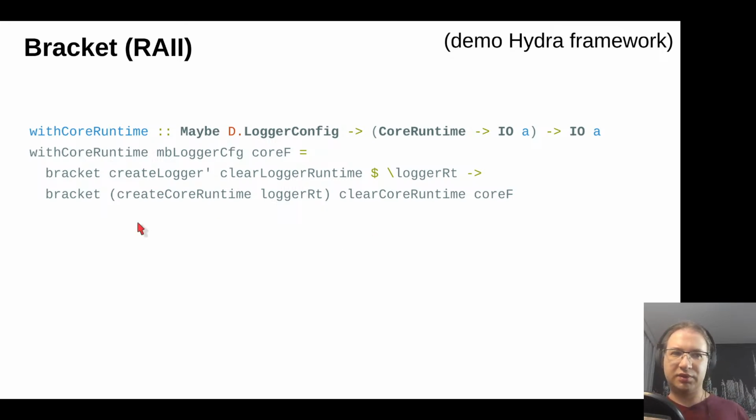And then the general recommendation is to have only one resource for each bracket. Technically you can mix create logger and create core runtime. You can put everything into one bracket, but on careful consideration, you can find that if something goes wrong between the two, then some of those resources can hang and not necessarily be cleared. So do not mix resources in a single bracket. Use many brackets and stack them like that.